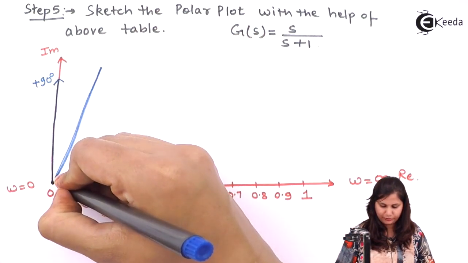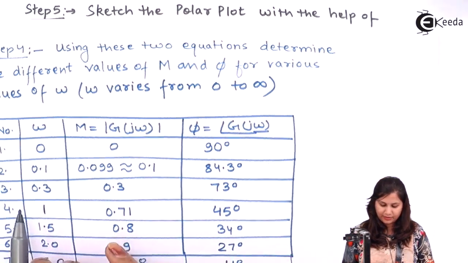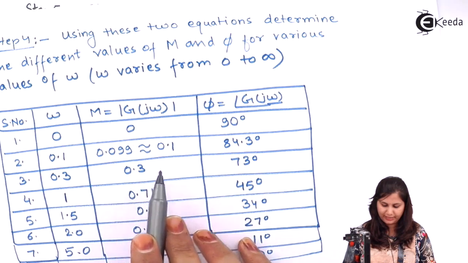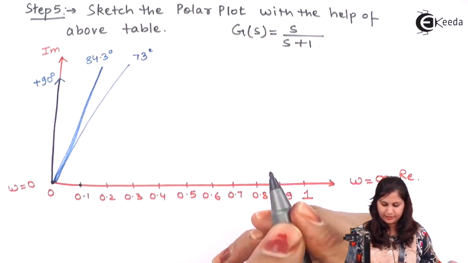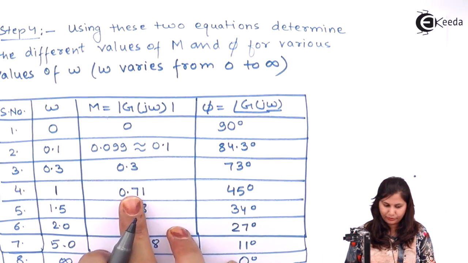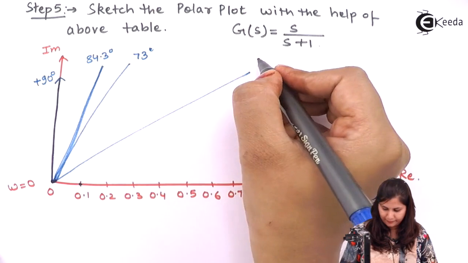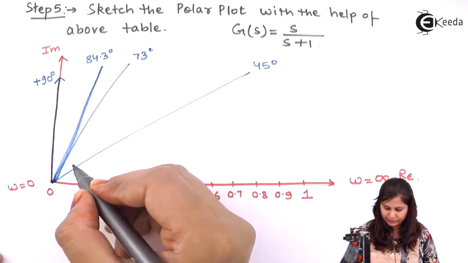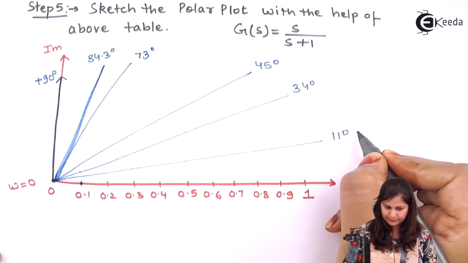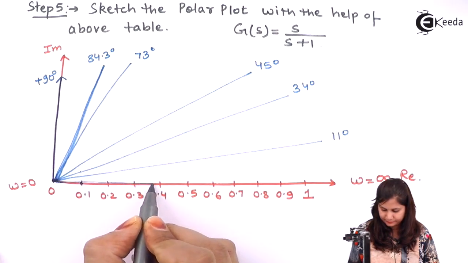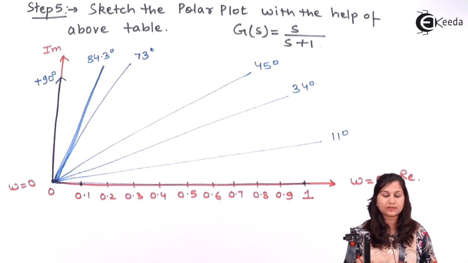This is 84.3. Next we have, for 0.3, magnitude as 0.3 and the phase angle is 73 degrees. So this is 73 degrees. Then we have, for omega equals to 1, magnitude 0.71 and the phase angle 45 degrees. So 45 degrees will be this. Then we have an angle 34 degrees. Then we have 11 degrees. And then we have 0 degrees angle. Magnitude is 1. Okay.